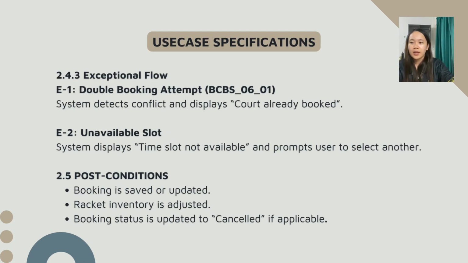Exception flow. We show what happens when a problem occurs during the booking process. If the user tries to book a court that is already taken, the system will detect the conflict and display court already booked. If the selected time slot is unavailable, the system will display time slot not available and prompt the user to choose another slot. After the process is complete, the post condition describes how the system updates its record. The booking will be saved or updated.